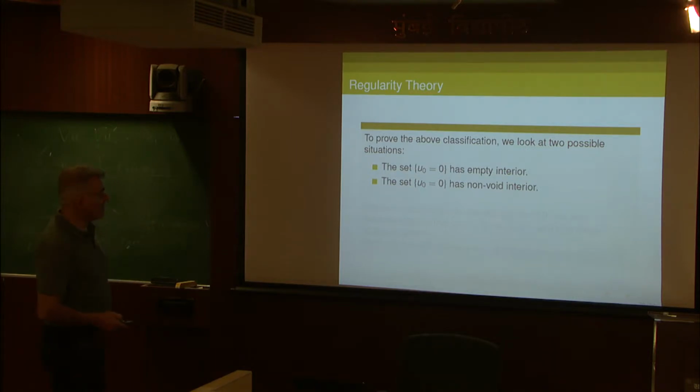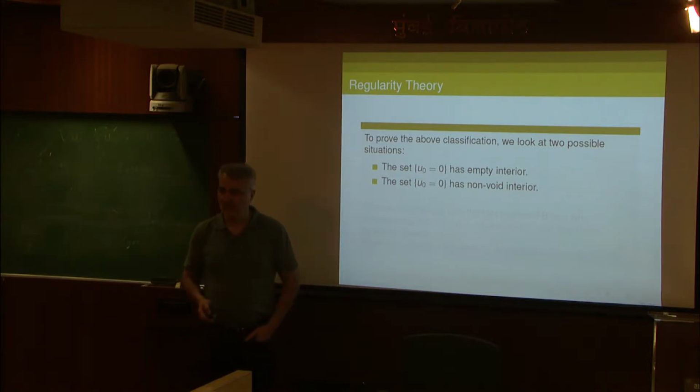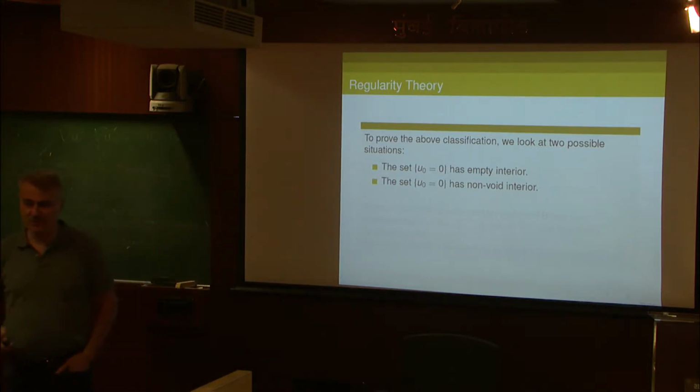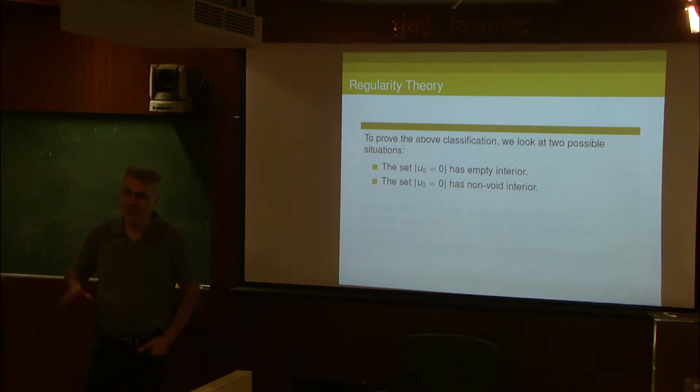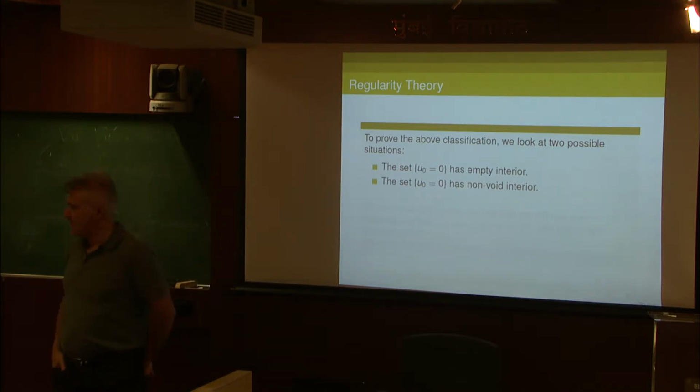So let us look at the classification. Here it comes. I'm looking at two possible scenarios. The set has an empty interior, so U0 equals 0 has empty interior. That's one possibility. Another possibility is that it has non-void interior, so the interior of that set is not empty. So now you're in an entire space, and you have Laplacian of U0 is 1 almost everywhere, if I'm looking at this.